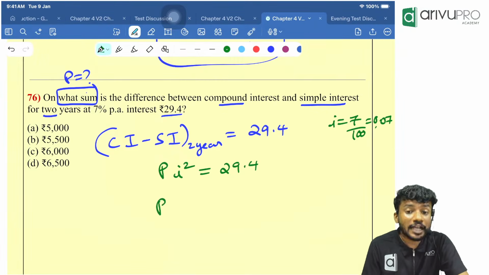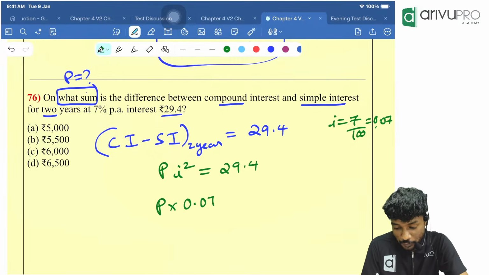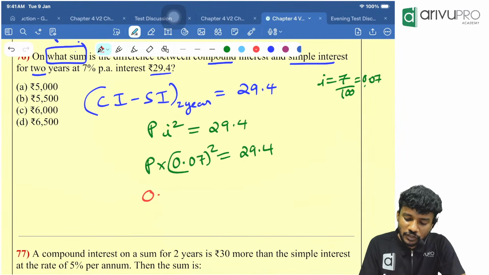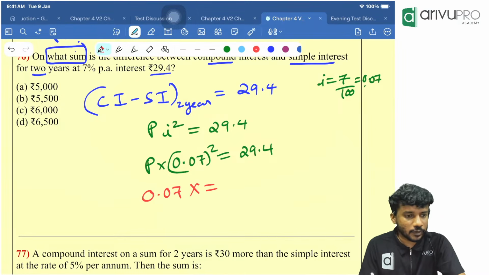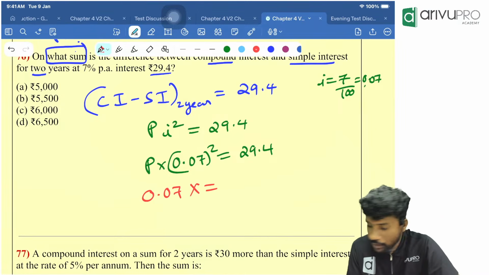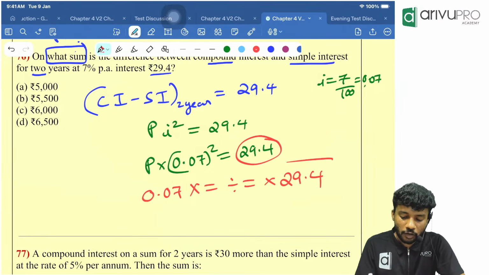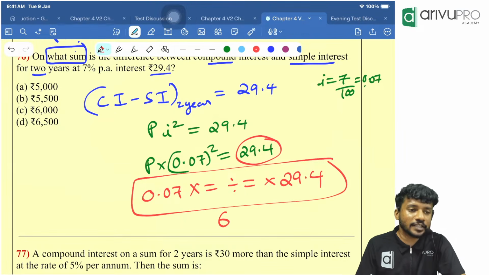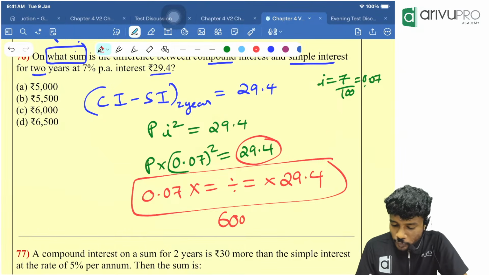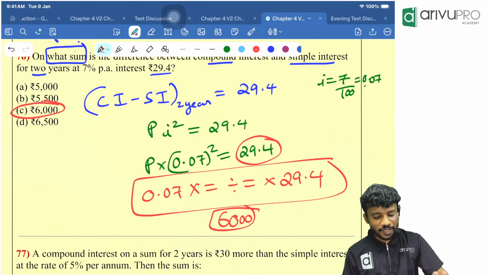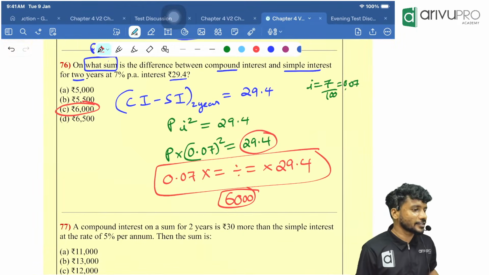0.07. Then put the value: P into 0.07, the whole square, which is equal to 29.4. Now everyone take your calculator. Same process. 0.07 into equal to. How to take it to the other side, people? Divide equal to. Multiply it with 29.4. How much is the final answer? 5,999.9999999. That is nothing but 6,000. Which option? C. So people, whenever it is 2 years, it's always easy.